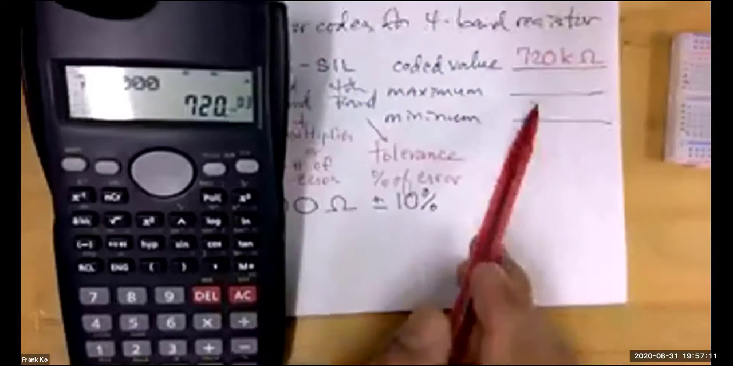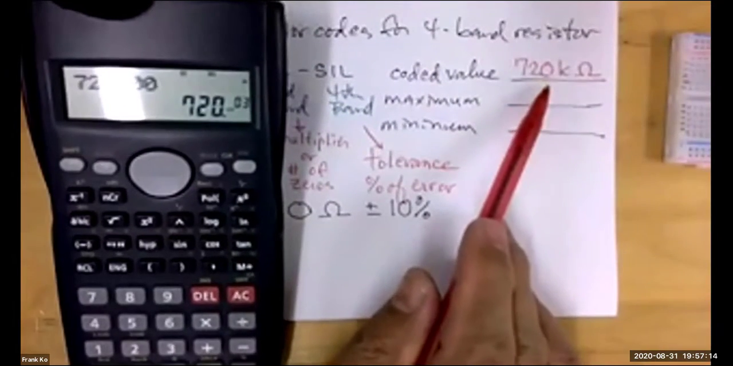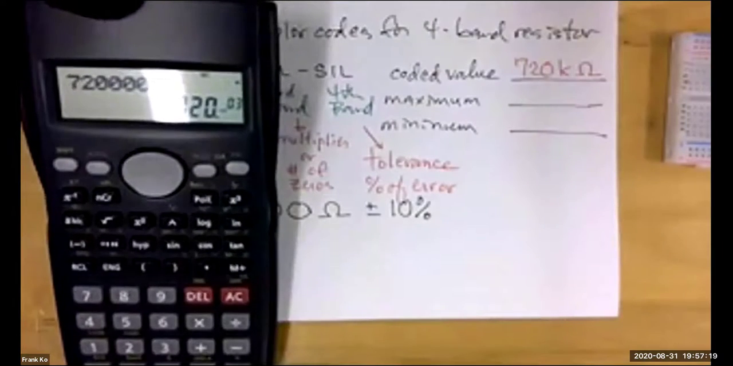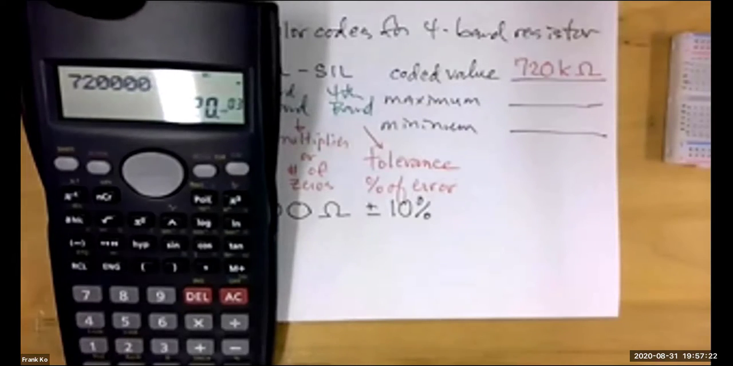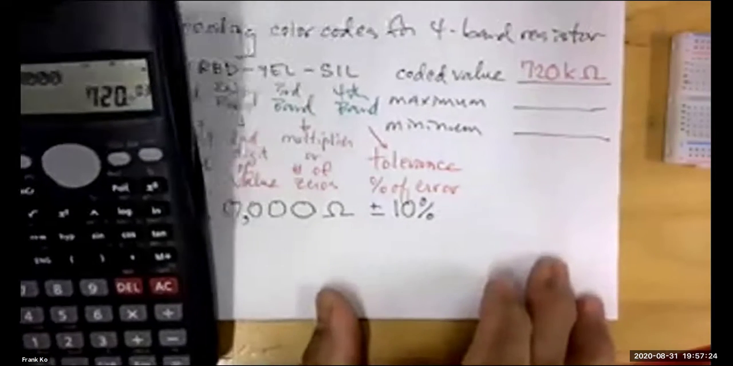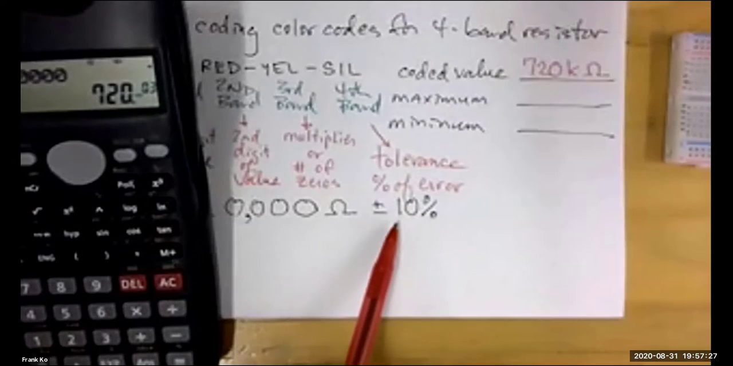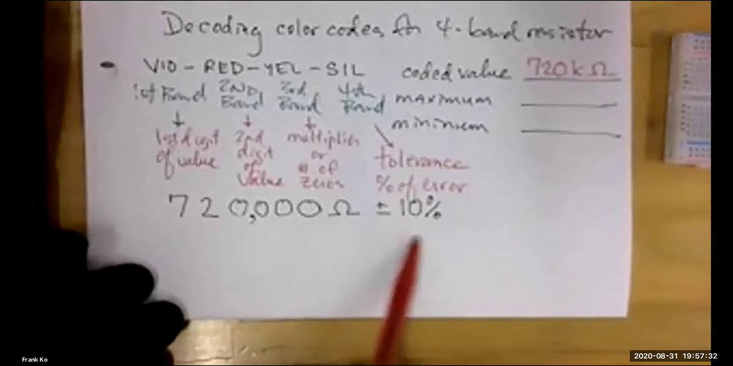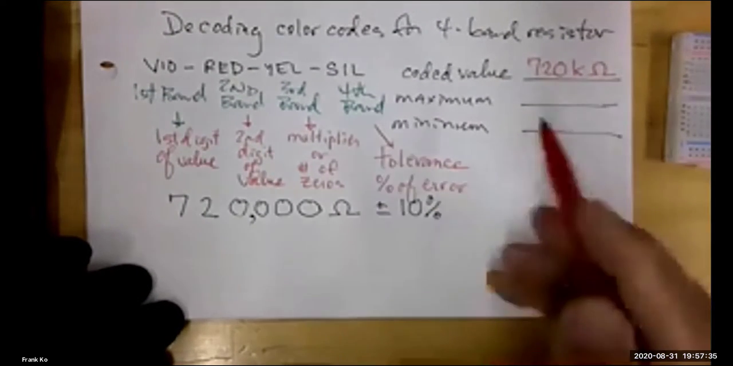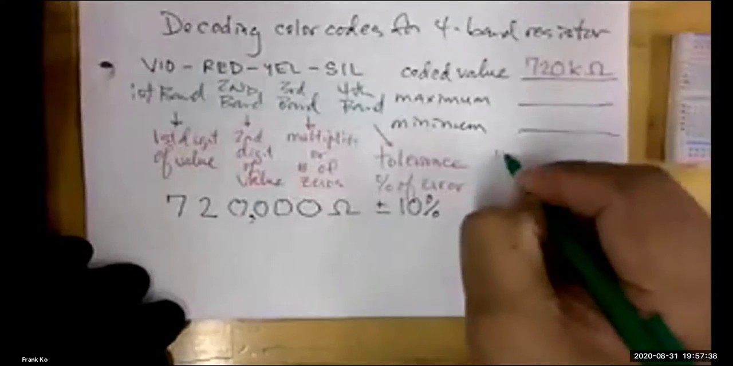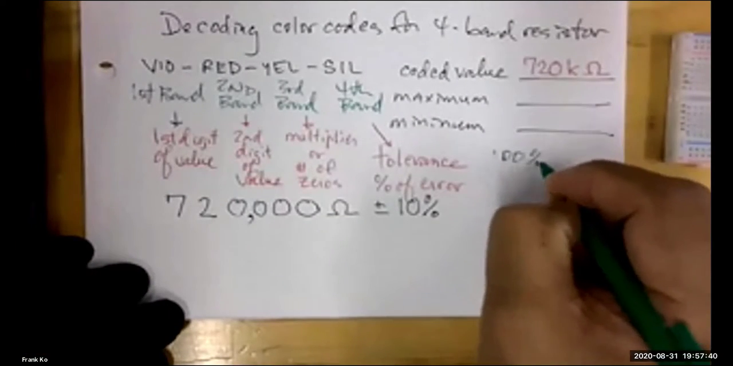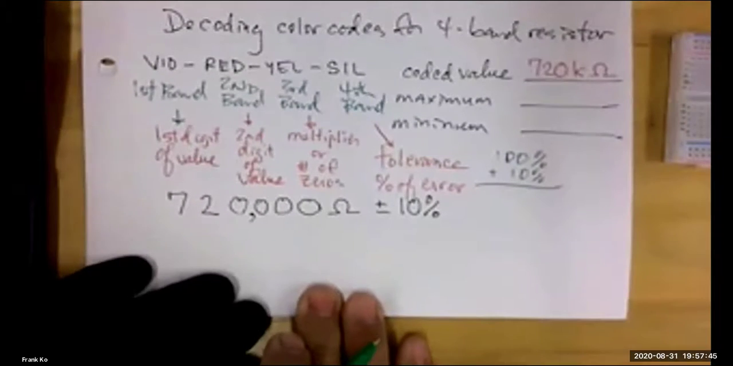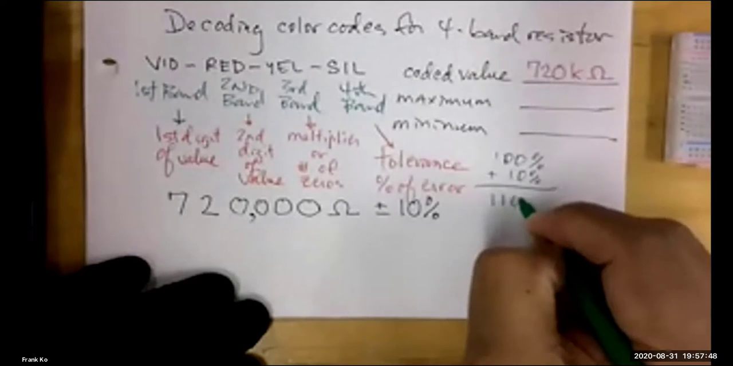Is everybody okay with how to express the answer in proper engineering notation? So far, so good? All right, now we're going to multiply by our decimal multipliers to very quickly get minimum and maximum. To get maximum means what? Take a look at my percentage error. My percentage error is plus 10%. What is 100%? Add 10%. What is 100% plus 10%? 110%, yes?